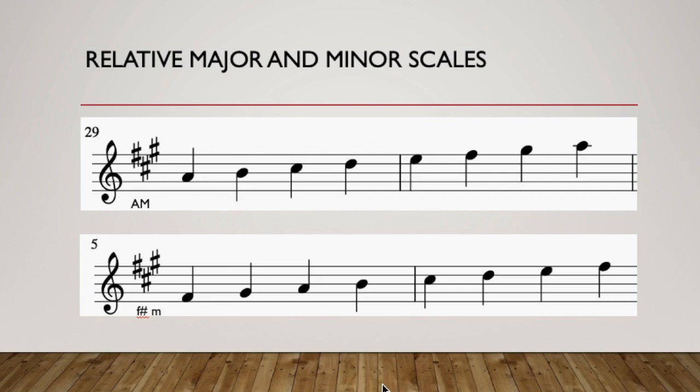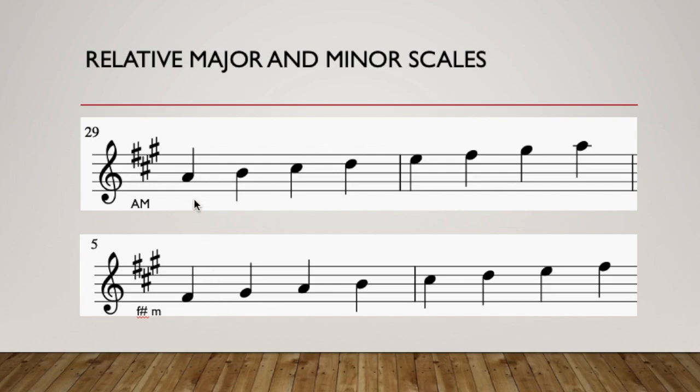Here's another example of relative major and minor scales. So both of these scales have 3 sharps. A major here would start and end on A, and F sharp minor would start and end on F sharp. And we can see that this is the natural minor scale because it's staying true to the key signature, and there are no accidentals here.